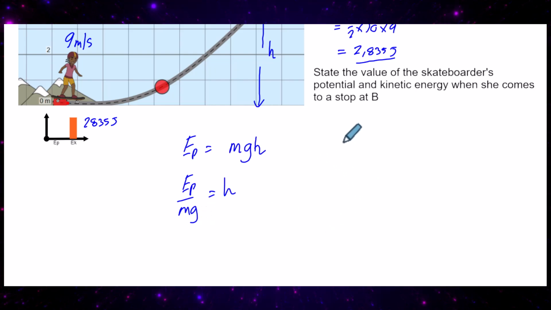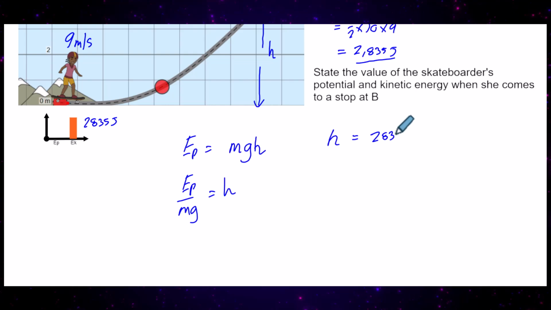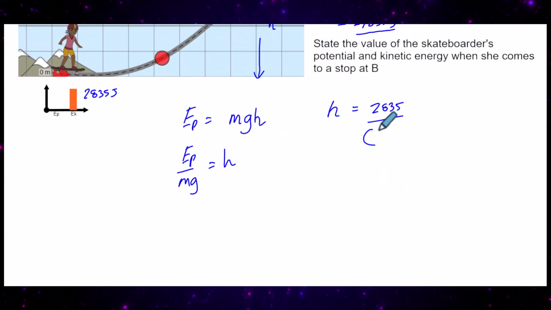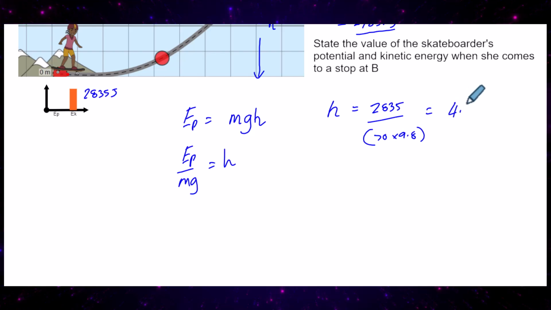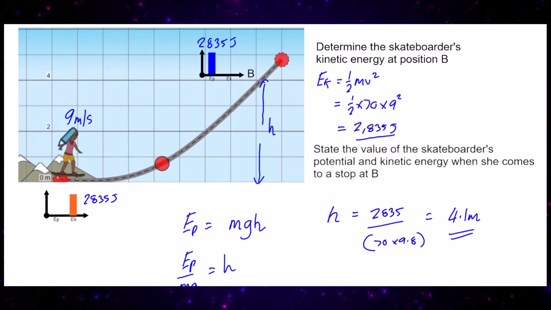So to find the height this skateboarder stops at, the height h will be equal to her potential energy, which has come from all her kinetic energy, which has got the value of 2835, divided by the mass of the person, which is going to be, in this case, 70 kilograms, times 9.8. So when we do that in the calculator, we end up with a value of height to be about 4.1 meters. So we know that her kinetic energy at this position here is going to take her up to a height of about 4.1 meters.